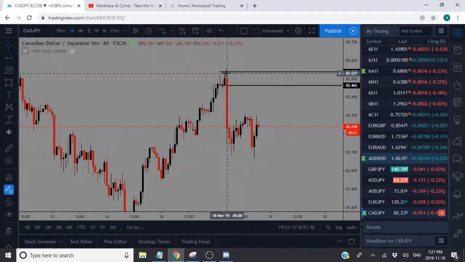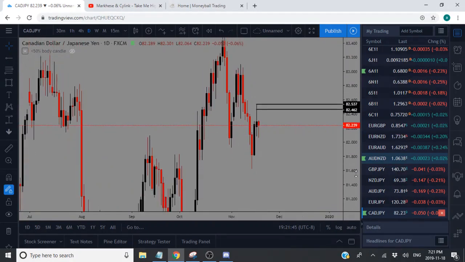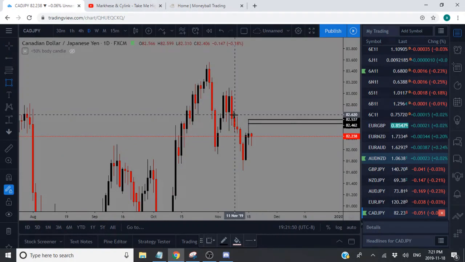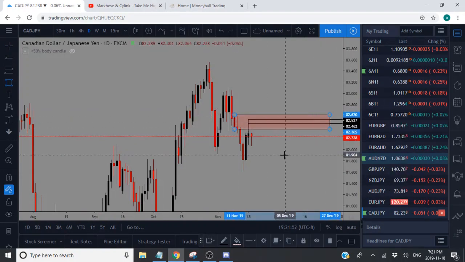We are in this 1 hour supply zone. I'm looking to sell at this 1 hour supply zone. Why, you might say? Well, let's do a top-down analysis for a moment. If you guys have been following my videos for a while, you would understand that I do a top-down analysis. So here is my daily supply zone.